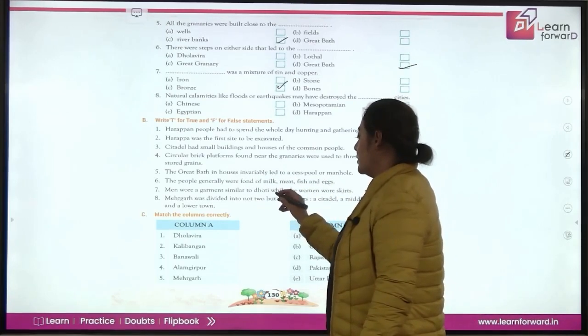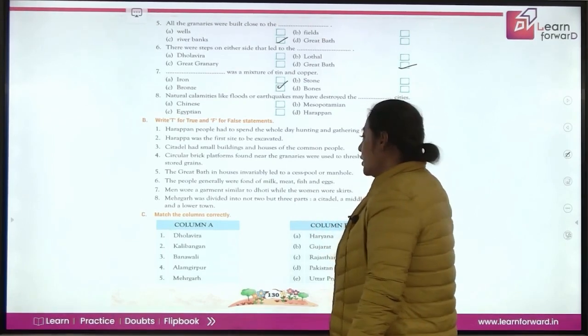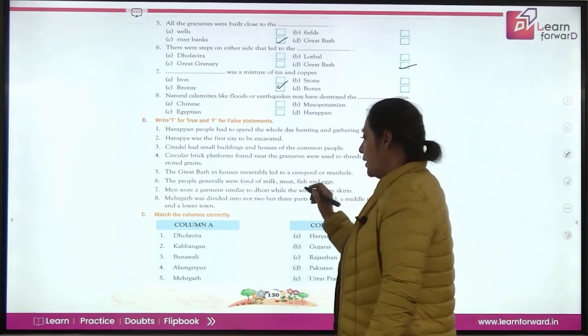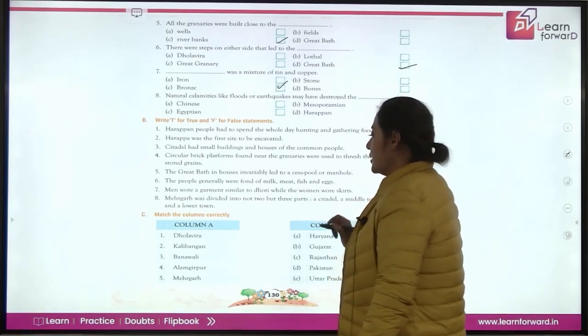Men wore a garment colored story while the ring was first two. In here there was divided not into two but two but it is smelling down and lower down top of the face. Right? And let's come to the magic.